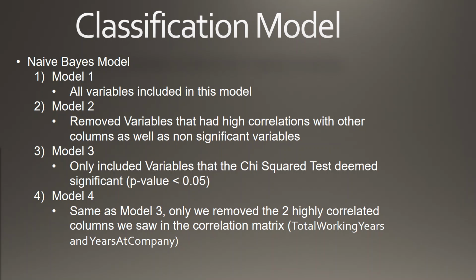For model 1, we included all the variables in this model. Model 2, we removed variables that had high correlations with other columns as well as non-significant variables. For model 3, we included all the variables that had a low p-value, which means that they are significant and impact attrition. And in model 4, we did the same thing as model 3, but we removed two variables that we initially saw in the correlation matrix as having a high correlation with one another and other variables, which were total working years and years at company.